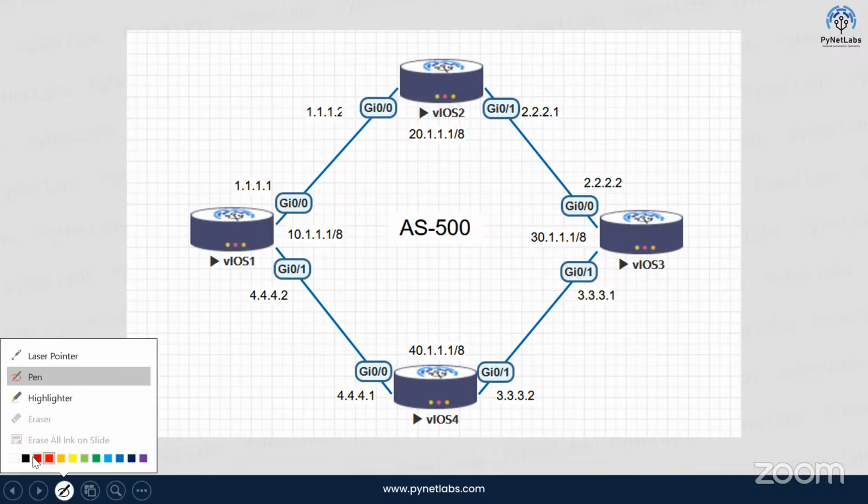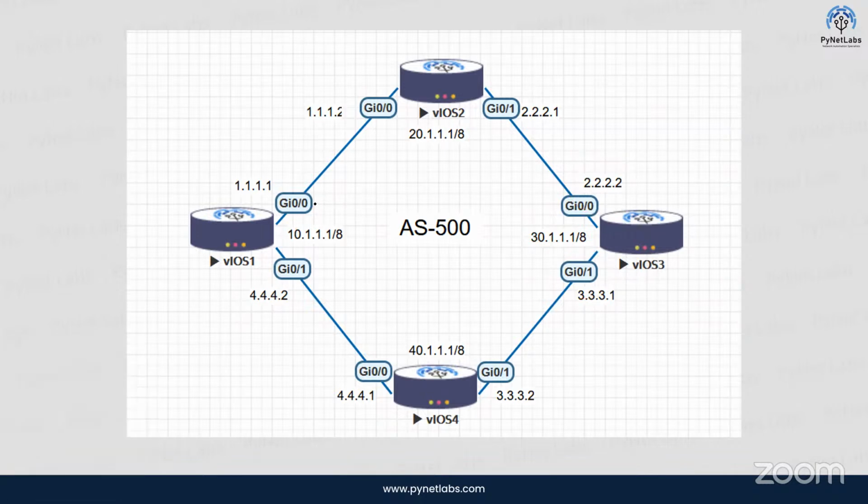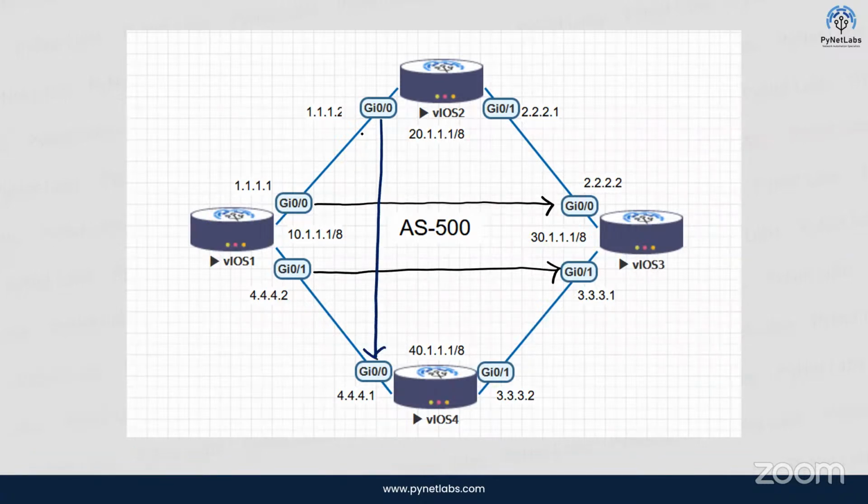In case of defining the neighborship, you need to take care that if you are advertising this gig 00, then this gig 00 needs to be advertised. If you are using this gig 01, then this gig 01 needs to be advertised. In case you are checking on VIOS 2 and you are not getting the information of the 40, you need to make sure that these interfaces are directly defined for the neighborship commands.